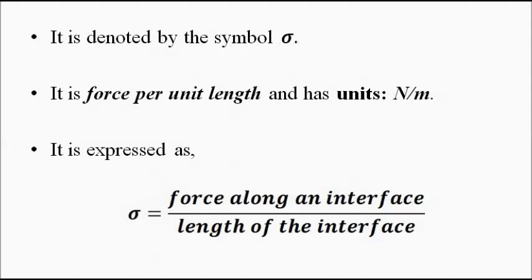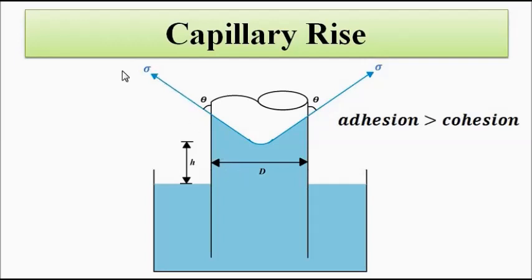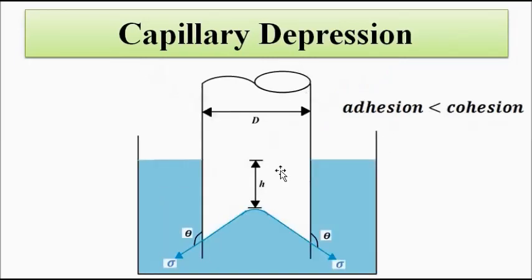So here the surface tension force will also contribute to the amount of rise of the liquid above its general level in the thin glass tube. This is capillary rise, when adhesion force is greater than cohesion force. Capillary depression occurs when the liquid goes below its general level in the thin glass tube, when adhesion force is less than the cohesion force.